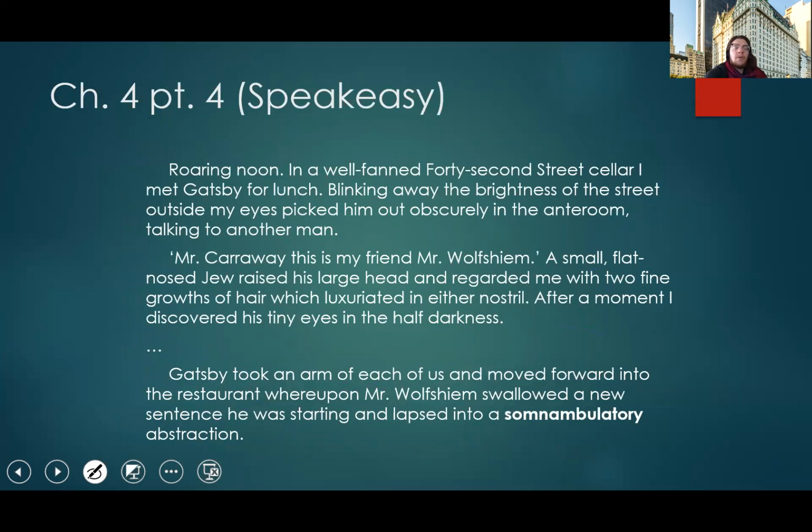We then move to the third part, which is at this speakeasy. A speakeasy is a place where you would have alcohol during Prohibition, where it was illegal.